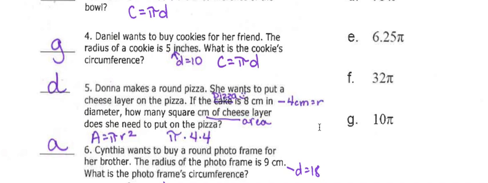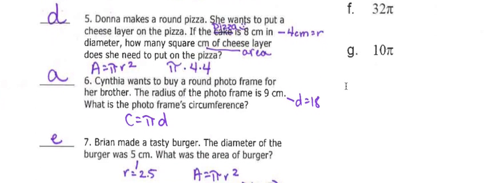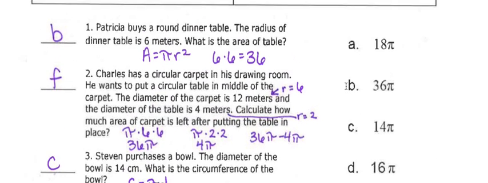I'm told that the pizza is 8 centimeters in diameter. That means it's 4 centimeters in radius. So area is pi r squared. Pi times 4 squared, that's 16 pi, which is choice D. Okay, number 6, Cynthia wants to buy a round photo frame for her brother. The radius of the photo is 9 centimeters. What is the photo frame circumference? Circumference needs diameter, so we're going to replace the radius of 9 with a diameter of 18 because diameter is twice the radius. Circumference is pi times diameter, so 18 times pi is choice A.